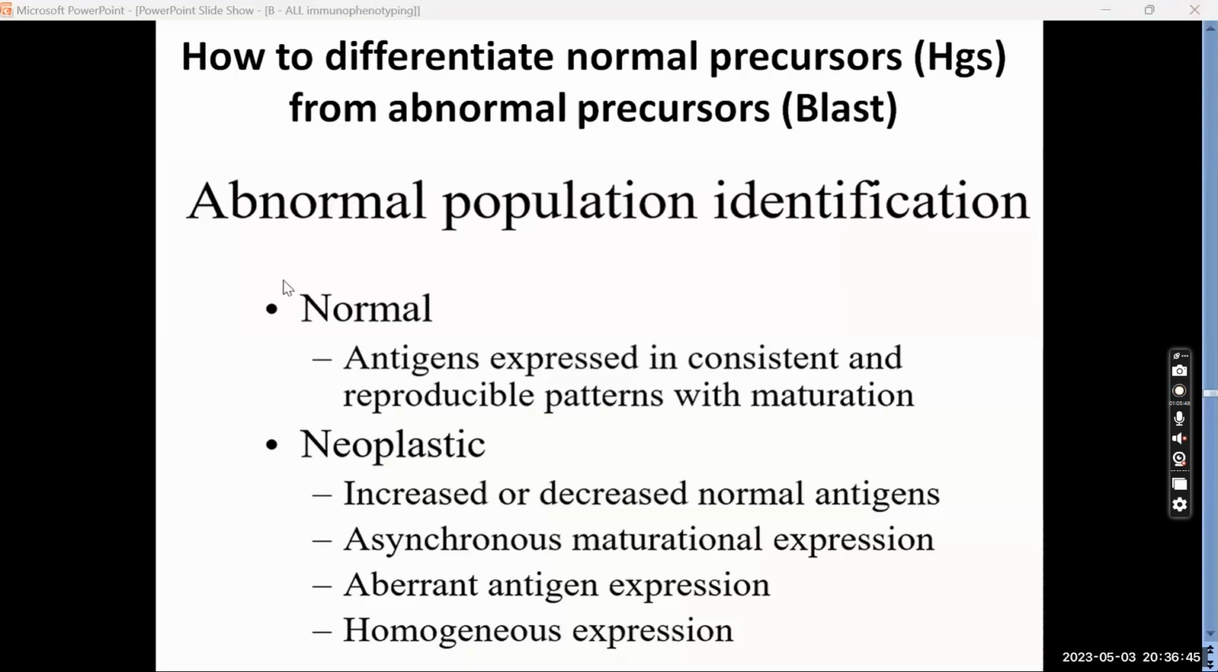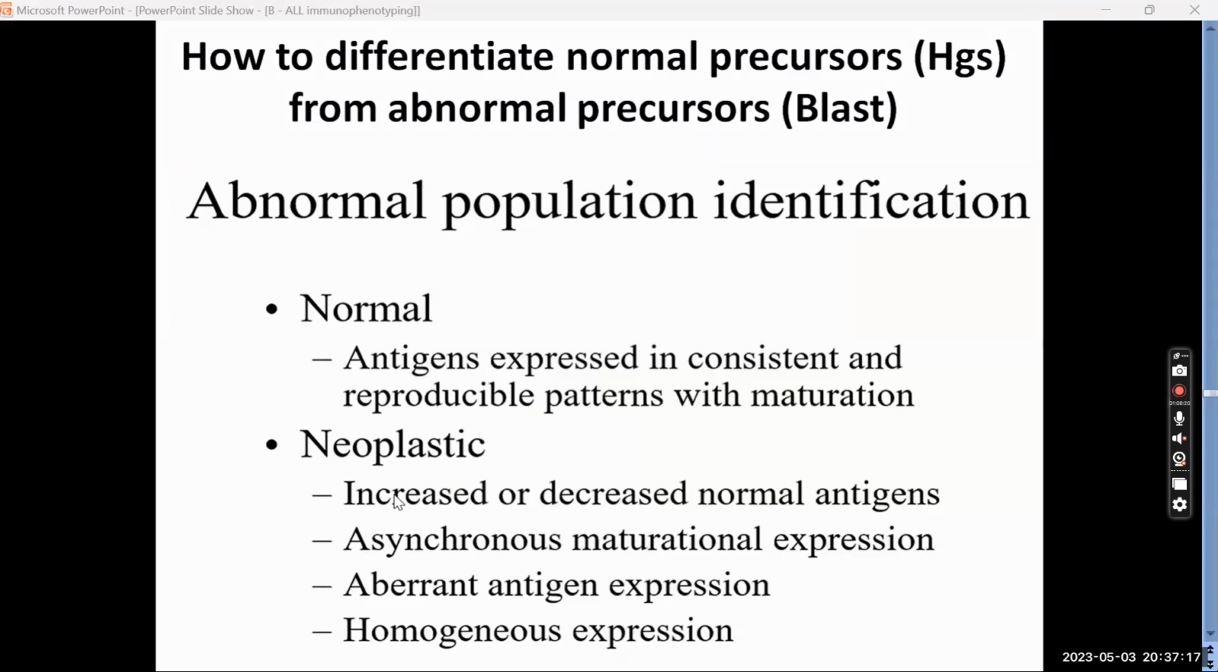Normal hematopoietic or normal progenitor populations express antigens in a consistent way because they follow a typical pattern. I'll show you in the next slide. They show a consistent pattern and a reproducible maturation pattern. So if you run so many normal marrows, you isolate the hematopoietic cells, they all show the typical expression and a typical maturation pattern in all the cases. Whereas neoplastic cells behave in their own way, right? So they show increased or decreased normal antigens.